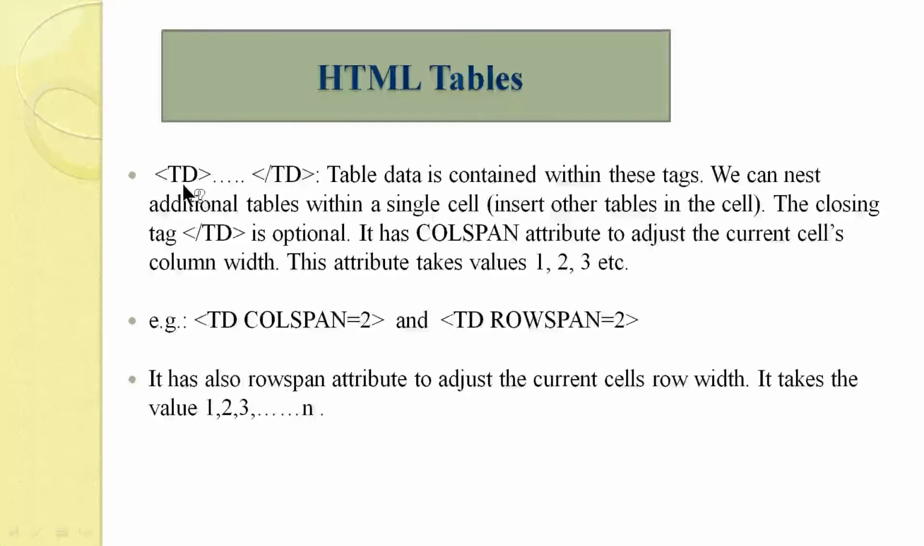Next is the TD tag. TD indicates table data. We have the beginning and the closing TD tag, but the closing TD tag is optional. This particular tag defines a cell of a table that contains data. This means that in a cell, whatever data we enter has to go in between the beginning and closing of the TD tag.